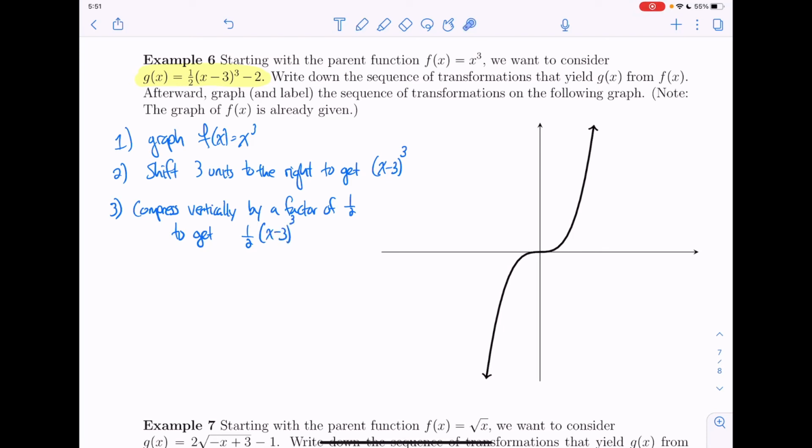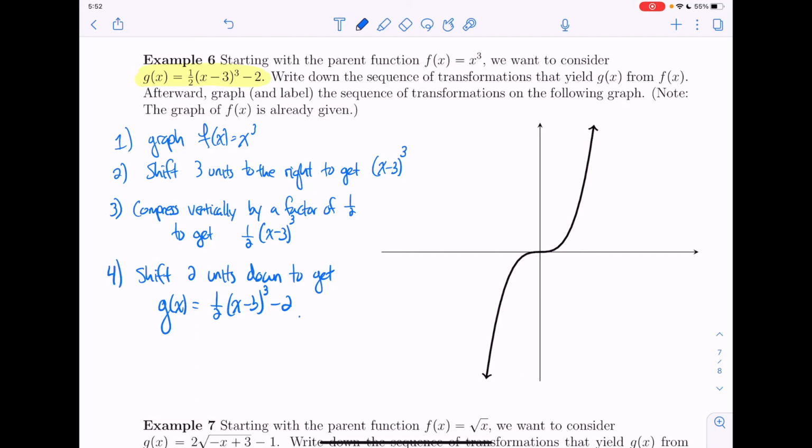And then finally, we have a minus 2 on the outside. Being on the outside, that'll induce a vertical shift up or down. Because it's a minus 2, that'll be a vertical shift downward. So step 4 is shift 2 units down to get, and now we're done. So we're going to write g of x equals 1/2 times x minus 3 cubed, minus 2.